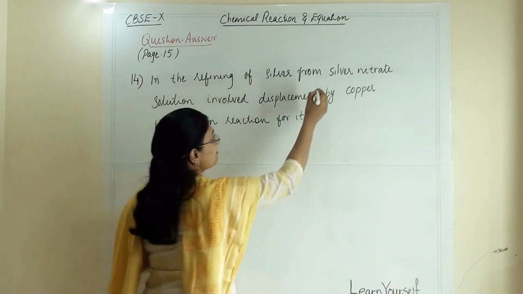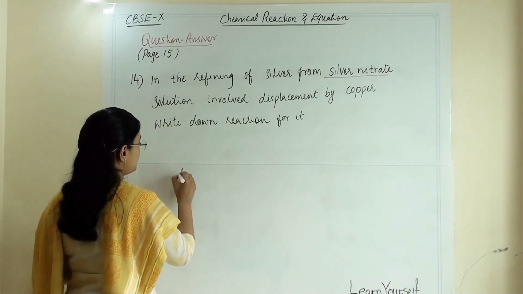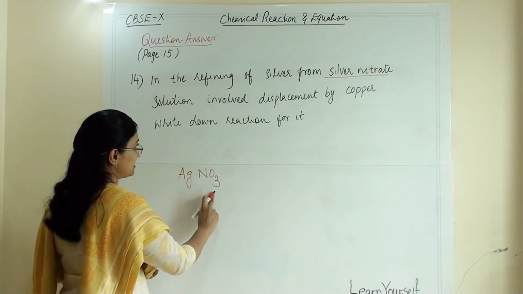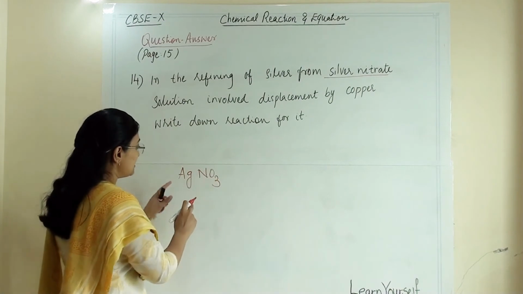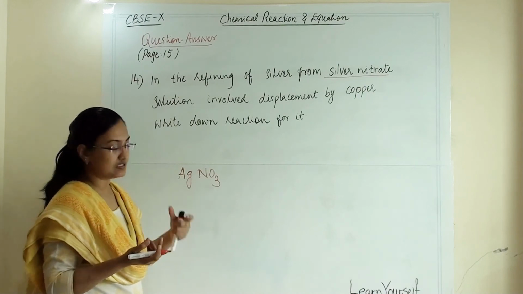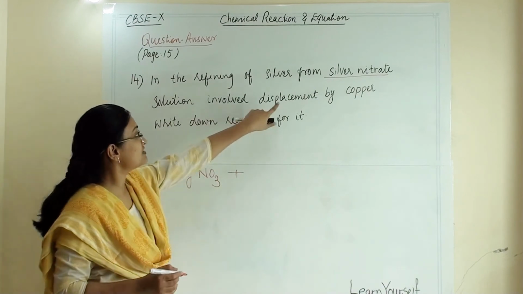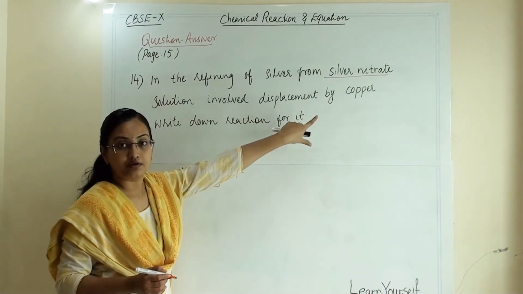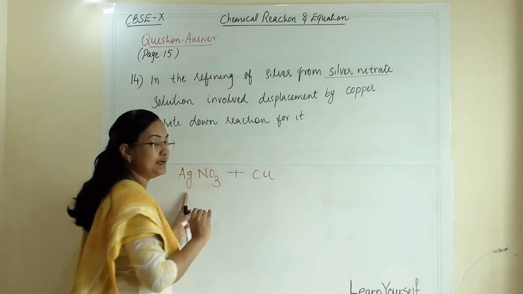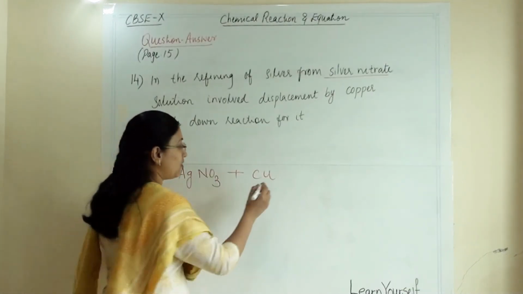Here we have silver nitrate solution. So what is the formula for silver nitrate? It is AgNO3. Silver nitrate solution. Now from this we need silver. In refining of silver, we are extracting silver. So now here they have given that it involves displacement by copper. That means this displacement will happen by copper. Ag's place will be taken by copper.